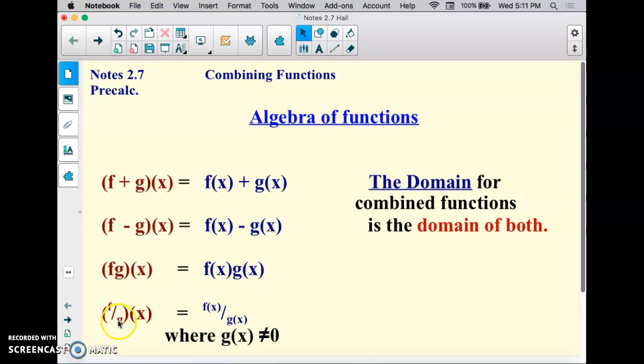And then f divided by g of x is equal to f of x divided by g of x, where obviously the denominator cannot equal 0. The domain, you got to be careful with the domain.